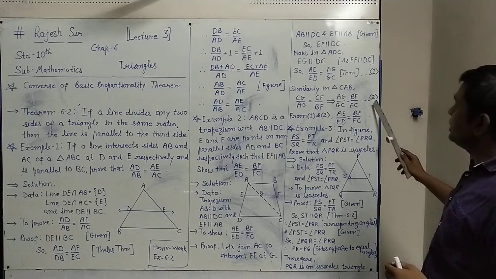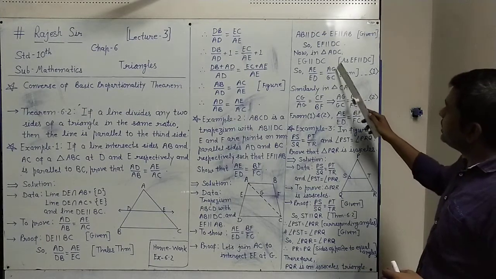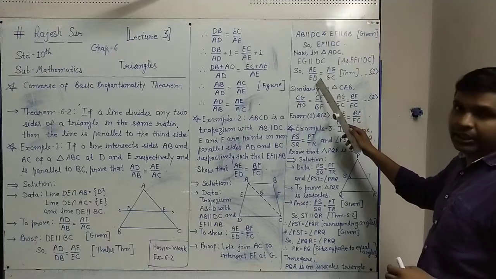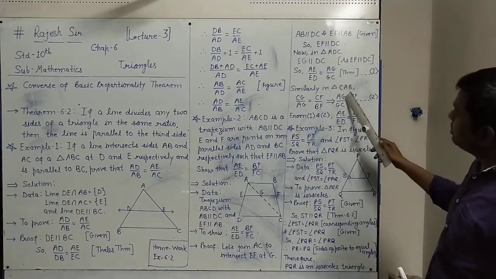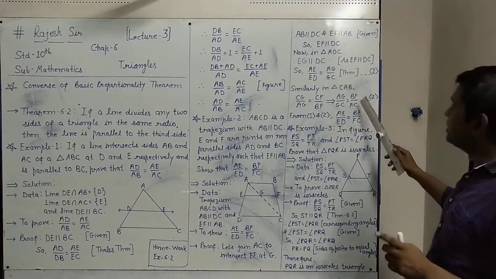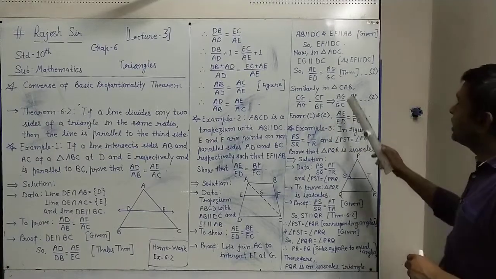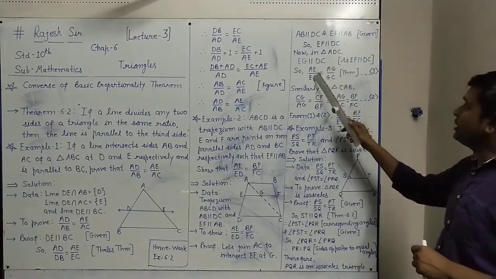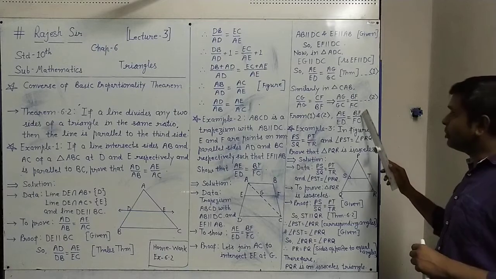Result 1 and 2, you see now. In result 1, this is AG upon GC equals AE upon ED. In result 2 also, AG upon GC is common, equals BF upon FC. So from 1 and 2, AG upon GC equals AE upon ED equals BF upon FC. You can write.